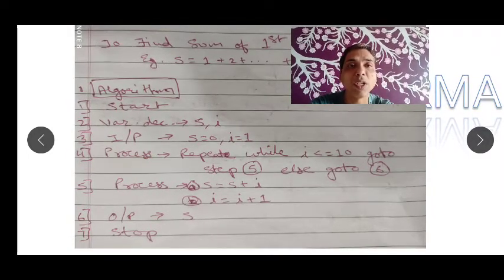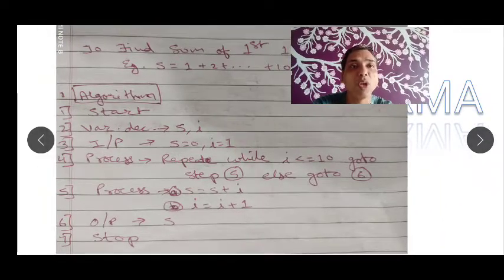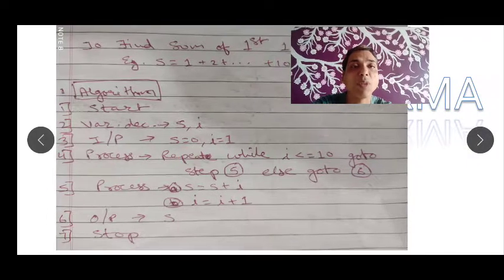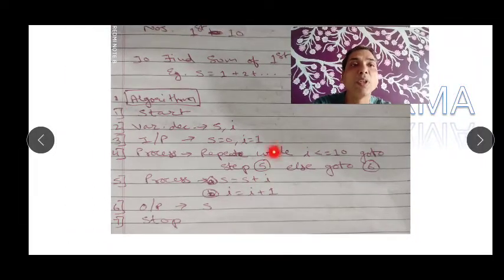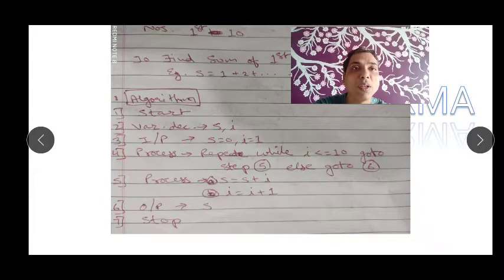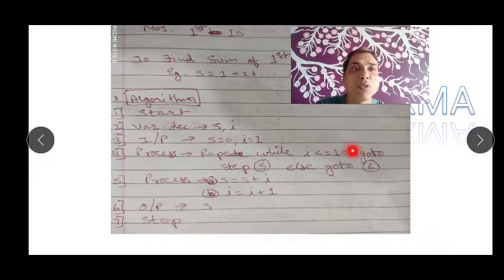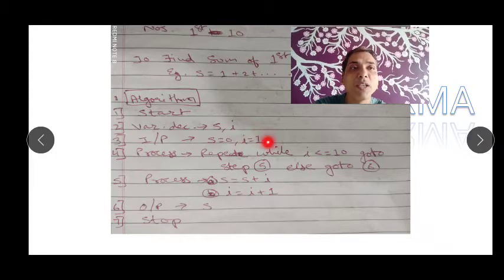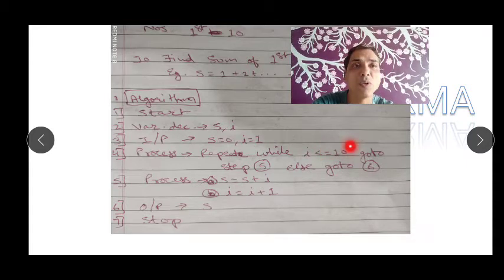I think everyone knows that three steps are very important: input, process and output. So input we have done. Now let's process, repeat. Repeat means there will be a loop, that is a while loop. So while I is less than or equal to 10. Now can you see, I's initial value is 1, which is less than or equal to 10. If this is true, and right now it is true because I is equal to 1 and they are telling you I is less than or equal to 10.